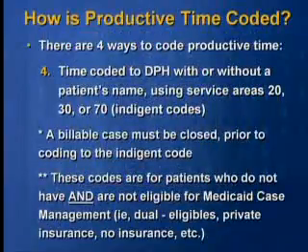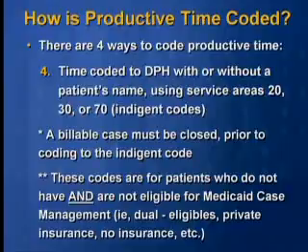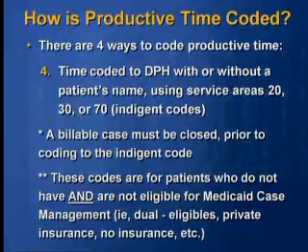And the fourth way that we can code productive time is to use the DPH with or without a patient's name if we're using the indigent codes. A lot of you are using the 30 and the 70, not so many are using the 20, and I don't know if maybe you're not sure what the 20 is for. But the 20 is a family planning code for indigent patients. Maybe it's a Blue Cross patient who needs something. Maybe it is a dual eligible. But for whatever reason, they have some need, they're coming in for family planning services, but we cannot bill for them. That would be a 20.